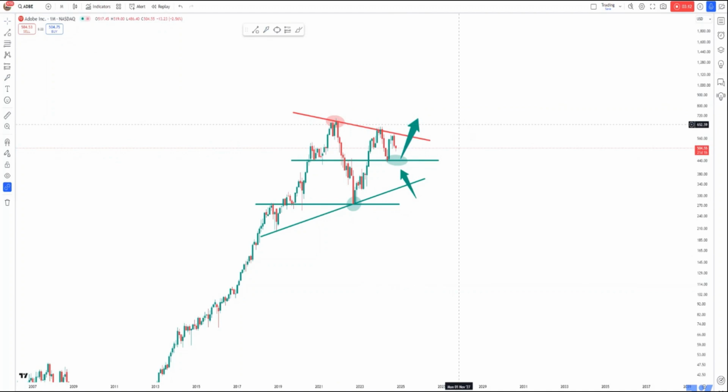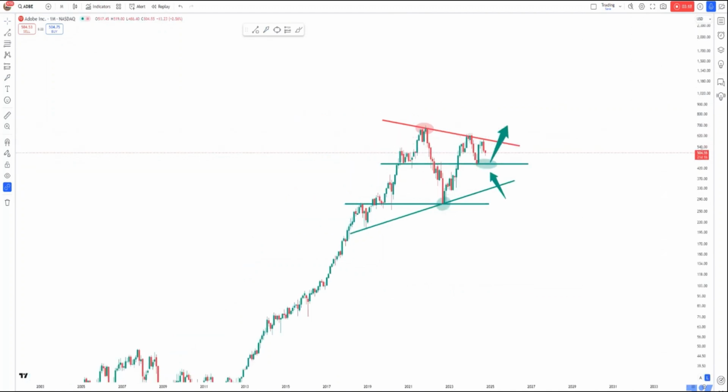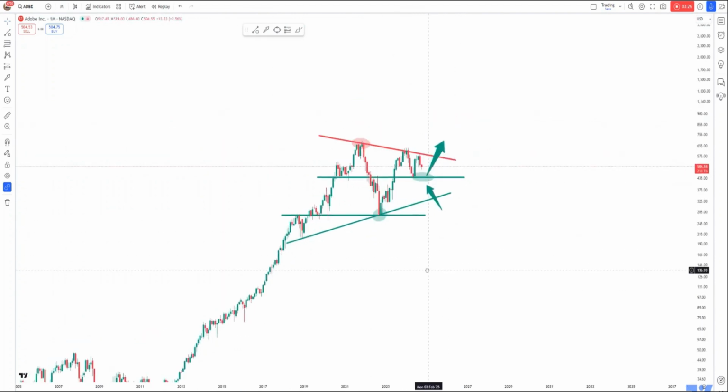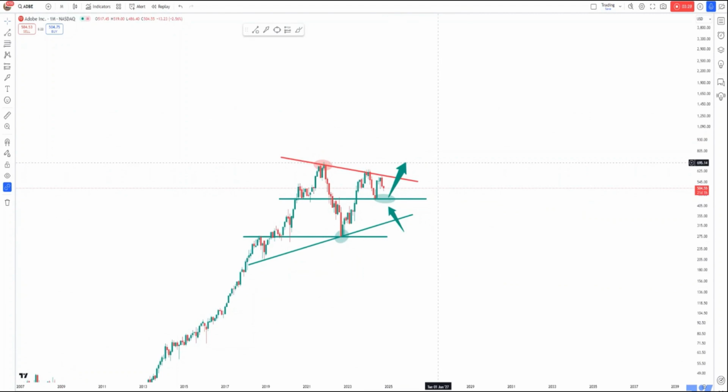And as you know, if we actually break out of this triangle pattern, just referring back to the pattern from 2013, then this is a major triangle pattern because we were in a quite long consolidation. It will be followed by a major move towards the upside, and we will easily see new all-time highs after Adobe actually manages to break above this upper resistance trend line.